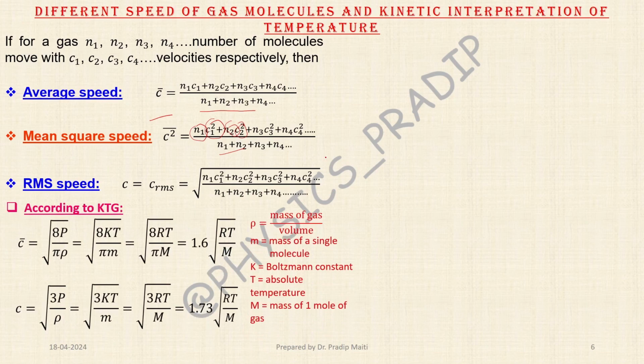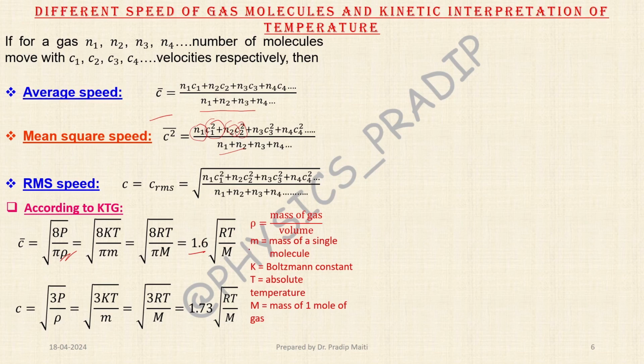And from the kinetic theory of gases, the expression for average speed is root of 8P divided by pi rho, also given by root of 8kT by pi m, and also given as root of 8RT by pi M, and root of 8 by pi is 1.6. So the average speed of the molecules is given by 1.6 root of RT by capital M, where rho, m, k and T are as defined.